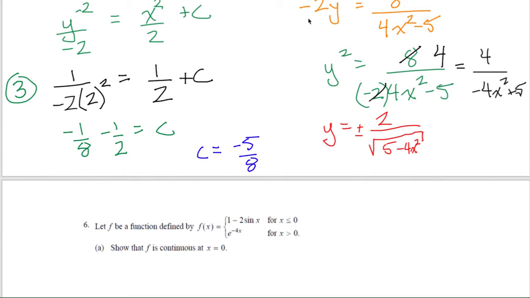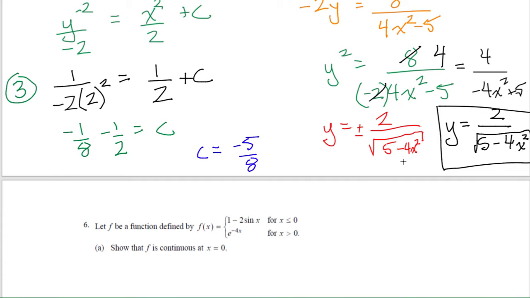What I'm going to instead write is the final answer out here, which is y equals 2 divided by 5 minus 4x squared, square rooted of the bottom. And by doing all of that crazy amount of work, you just got 1 point. Not worth it unless you have extra time on the AP test.